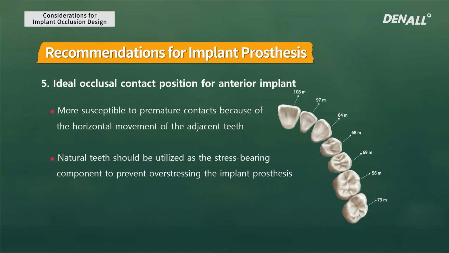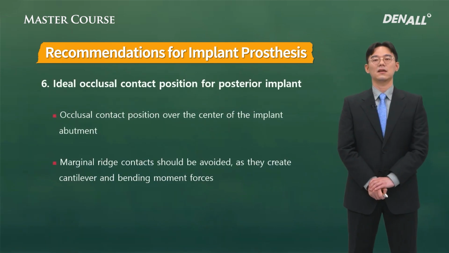Fifth, ideal occlusal contact position for anterior implants. They are more susceptible to premature contacts because of the horizontal movement of the adjacent teeth. Natural teeth must be utilized as the stress-bearing component to prevent overstressing the implant prosthesis.